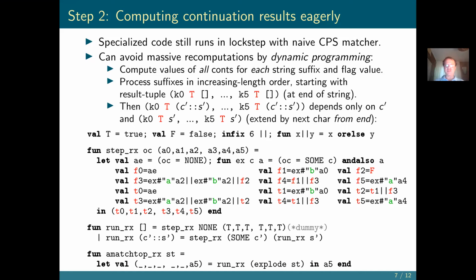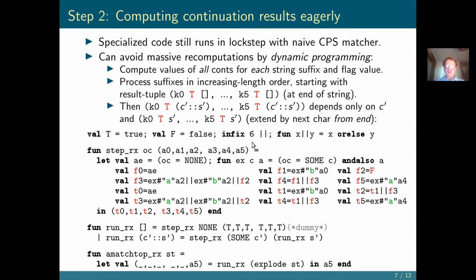We keep invoking the same continuations on the same string. So what we're going to do is to use dynamic programming and proactively apply all continuations to all suffixes of the input string and all input flags, regardless of whether we think we'll need them or not. We do this by putting together all of the continuation results for a given string, and we compute them starting with the empty string, conceptually at the end. We just find the results of the continuations, and then it turns out that we can find the results for a longer string as a function of the results of the tail of the string and the character C prime itself. So we can process the string from the end and keep extending this tuple.